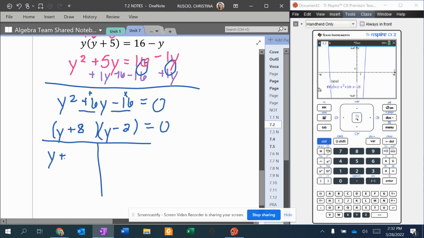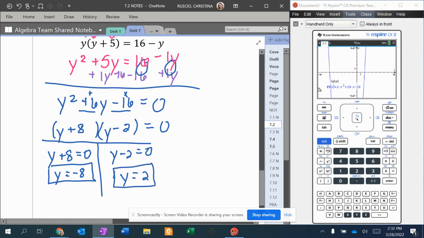This is like a piece of cake at this point. So we just added a couple extra layers on today. I got y is equal to negative 8. And I'm getting y is equal to 2.